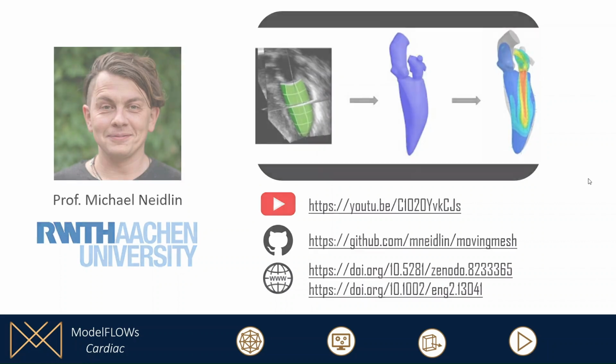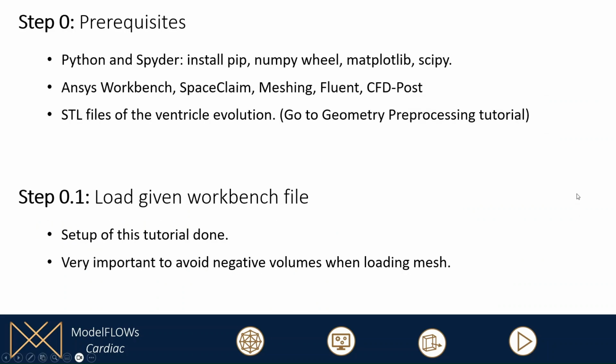But to start this tutorial, we first need to have Python and Spyder with pip, numpy, wheel, matplotlib, and scipy installed. Also, of course, all the tools in Ansys, such as Workbench, SpaceClaim, Meshing, Fluent, or CFD Post. And finally, if you haven't seen the geometry preprocessing tutorial, you can go now, but we will need the STL files of the ventricle evolution that we created there. If you already have this, you don't have to go to that tutorial.